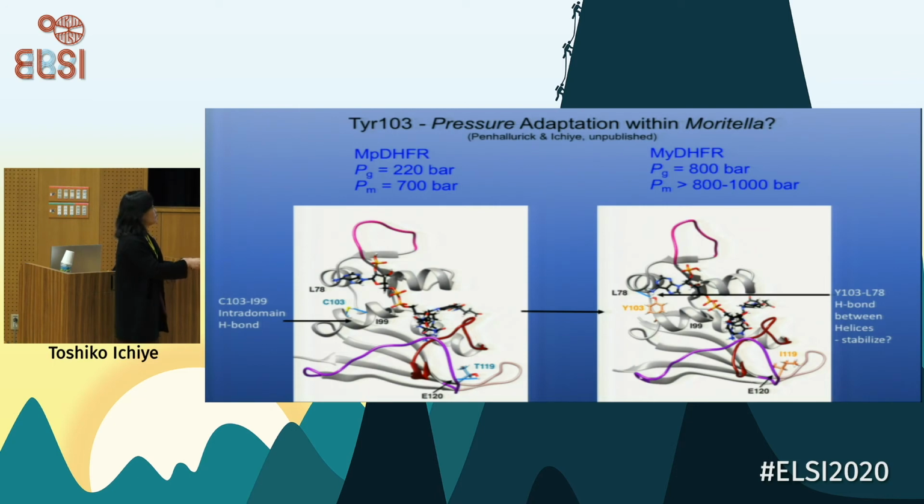the Moritella noci. And what happens in MPDHFR in its simulations is that this cysteine hydrogen bonds to isoleucine 99, which are both within the same helix. But what happens in MYDHFR is that the tyrosine actually hydrogen bonds to a residue that's in another helix. So what we think it's doing is increasing the stability by attaching those 2 helices so you can't melt.